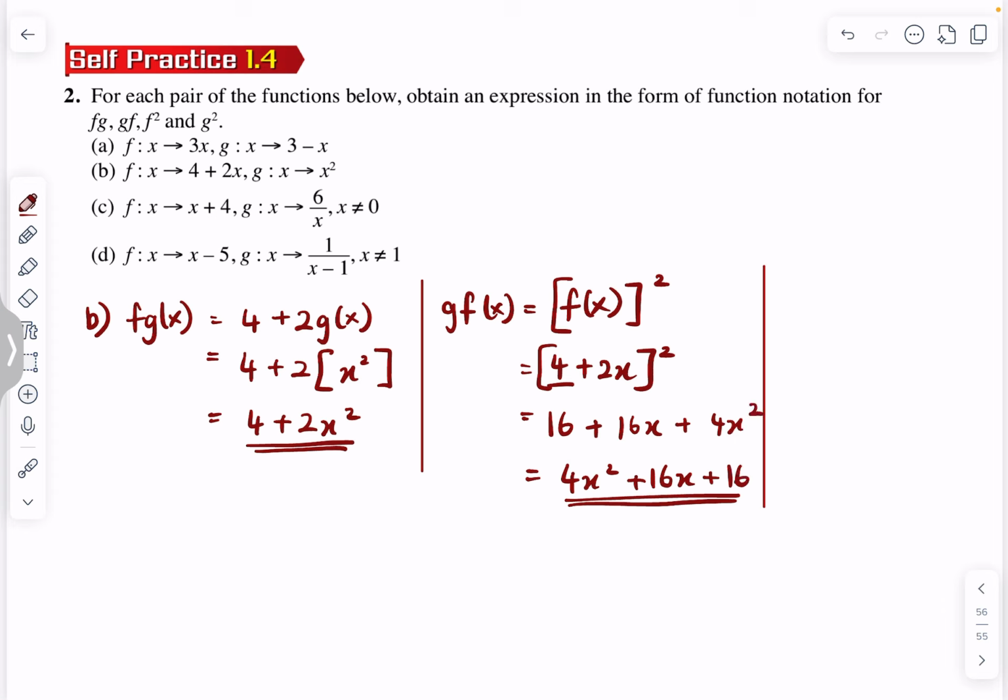Okay. Next, so these two done, f squared. So f squared x is the same as f of f(x). So f(x) is 4 plus 2x. f(y) would be 4 plus 2y. fg(x) would be 4 plus 2g(x). f of f(x) would be 4 plus 2f(x).